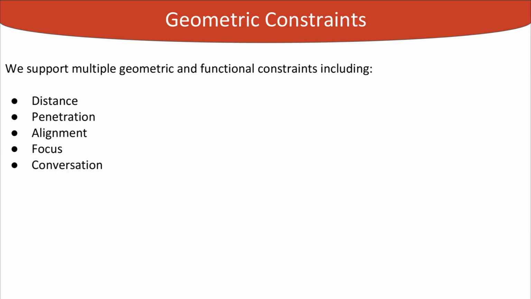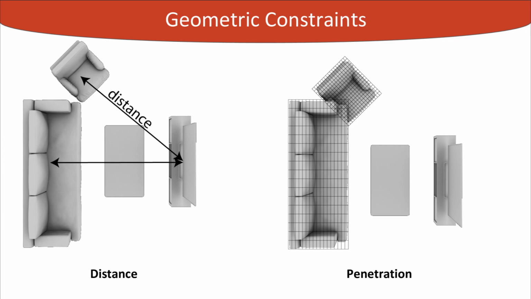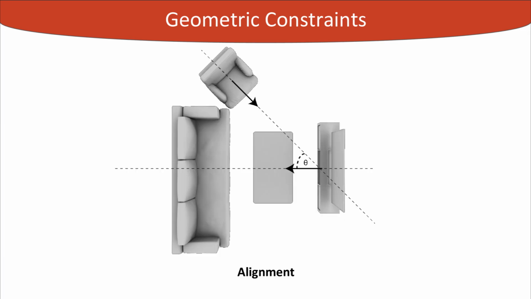Moving on, in terms of geometric constraints, we support distance, penetration, alignment, focus, and conversation constraints. They are easily defined with a valid range from a lower to an upper bound. Distance constraints are between the centers of two objects. Penetration refers to the amount of overlap between two objects. For speed, we use a voxelized representation of each object and use the number of overlapping voxels in our calculations. Alignment is evaluated with the angle between the facing vectors of each object.